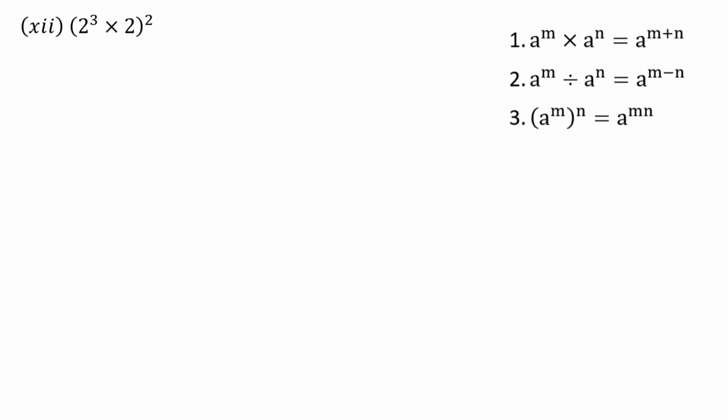And the last one, 2 raised to the power of 3 into 2, the whole thing raised to the power of 2. So first we will simplify what is within the bracket using the first law, same base multiplication sign. So add 3 plus 1. There is no exponent here, so we would say this is 1. When there is no exponent given, that is actually 1.